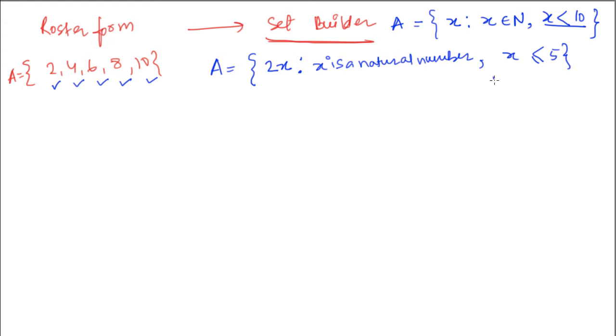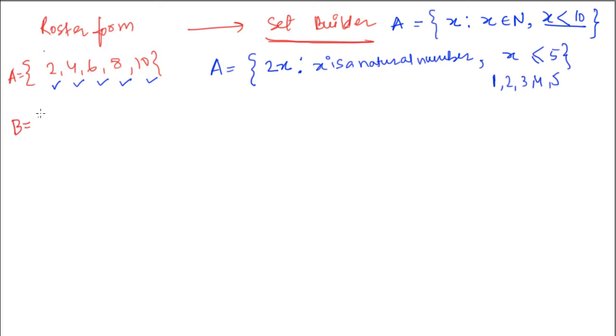So if you observe, x is a natural number, x is less than or equal to 5. So what are the values of x we can have? 1, 2, 3, 4 and 5. Okay, now substitute the values: 2 into 1, we are getting the first element 2. 2 into 2, 4, we are getting the second element. 2 into 3, we are getting the third element. 2 into 4, we are getting the fourth element. And 2 into 5, we are getting the last element. Fine? Okay.